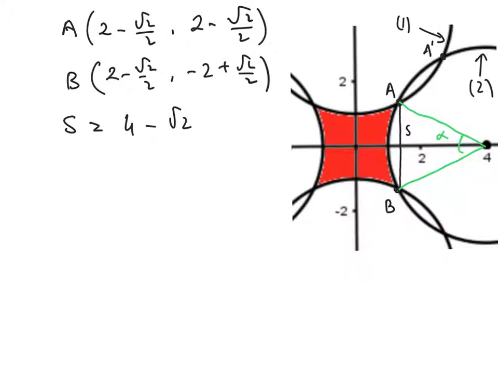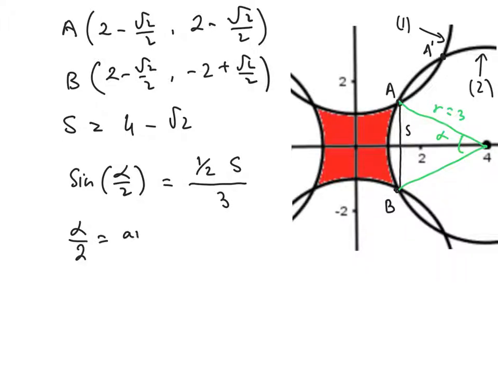which we call alpha. Now we know that from here to here, this is the radius, which is equal to 3. Now we are going to say that the sine of alpha over 2, again there is symmetry, so we will deal only with alpha over 2 and then we multiply by 2. So the sine of alpha over 2 is equal to the opposite side, which is half of S, divided by the hypotenuse, which is 3.